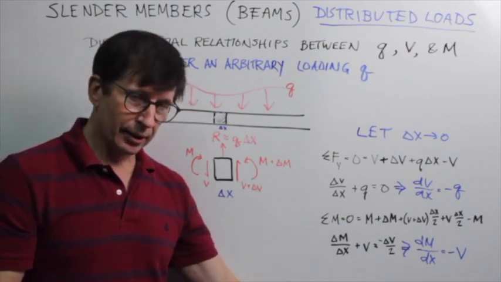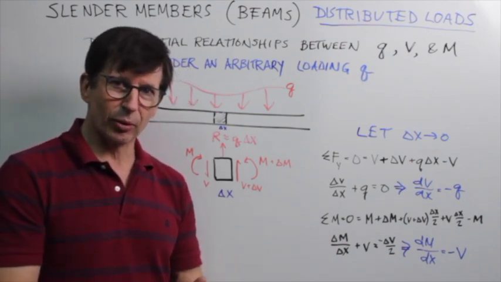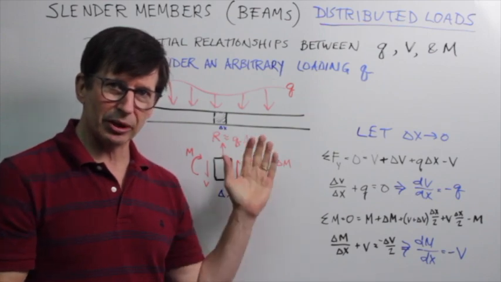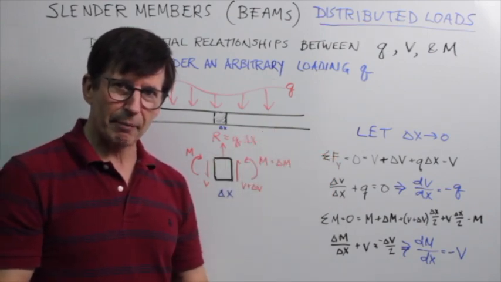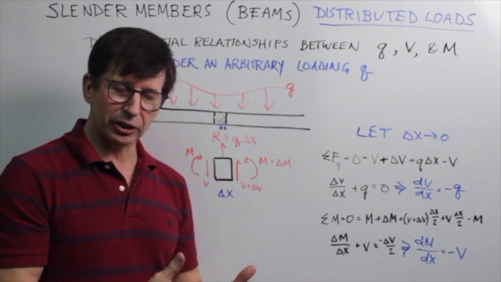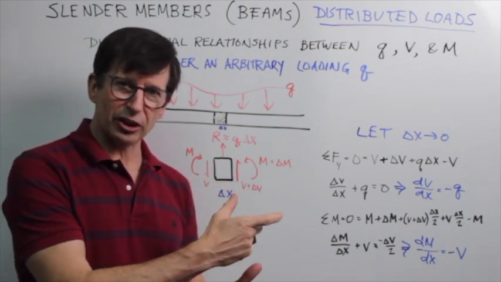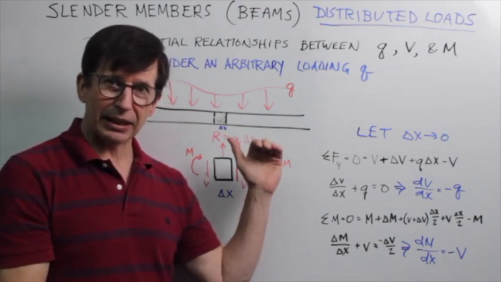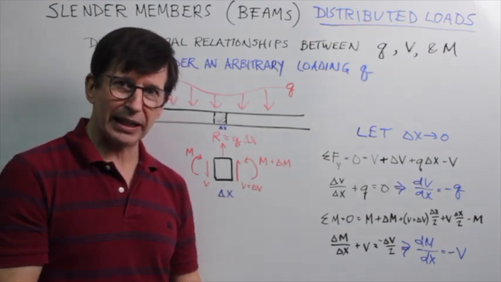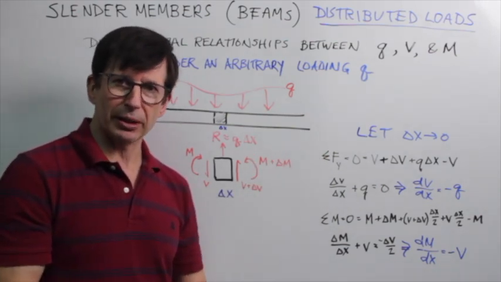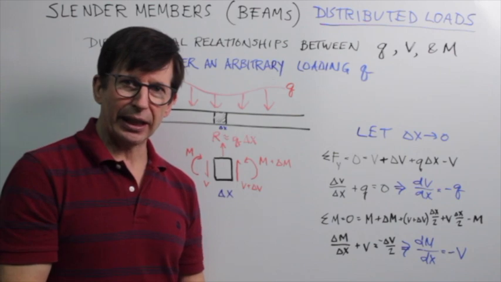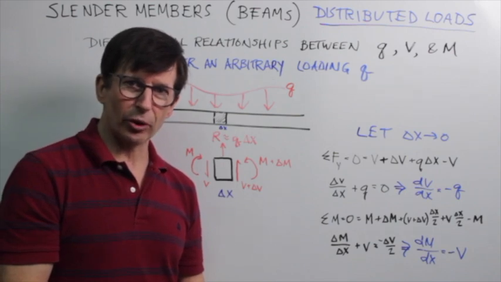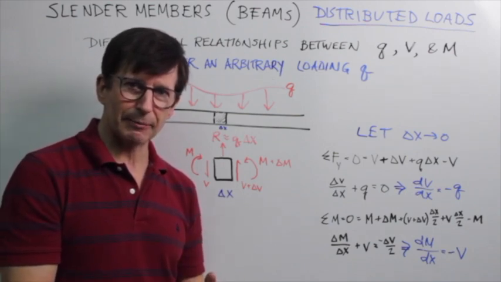So that's slender members for shear and moment diagrams that have distributed loading. And if you've got distributed loadings over sections of the beams and the point forces that we looked at last time, you just add the cumulative effect linearly and you can solve for your shear moment diagrams. Fantastic.